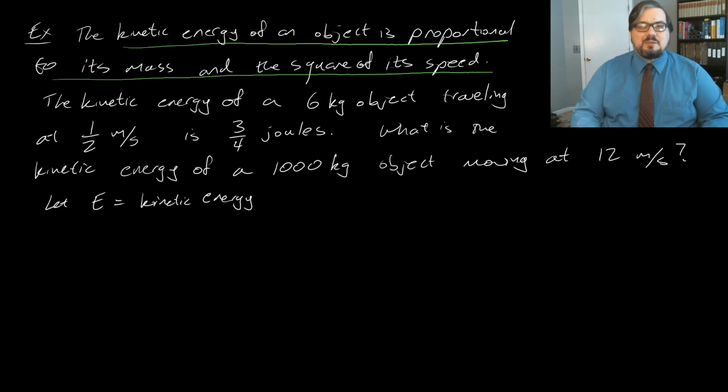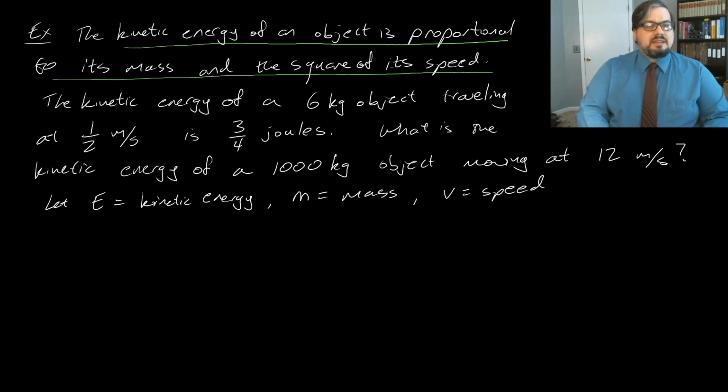Often I would use K here, but we usually use K for our constant of proportionality, so I don't want to duplicate that. Although we can, of course, always use a different symbol for the constant of proportionality. So let's let E be the kinetic energy, let's let M be the mass, and let's let V be the speed. V for velocity, although I'm really here just using speed. So what the proportionality statement tells us is that the energy, the kinetic energy of the object, is equal to some constant times its mass and then the square of its speed.